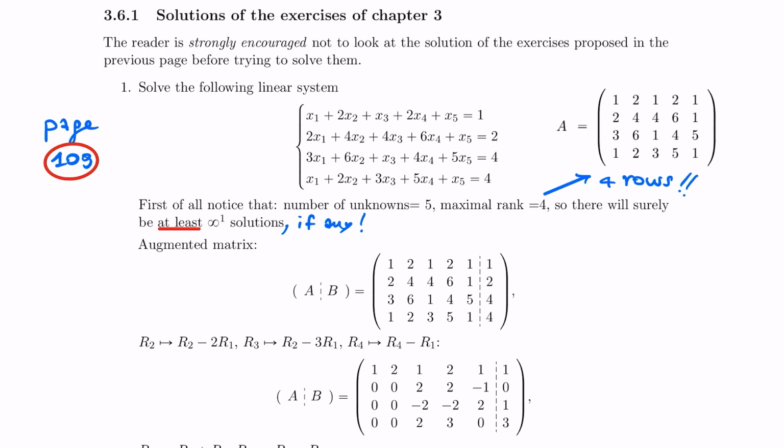Keeping this information in the back of our mind, we build the augmented matrix and then we reduce it in echelon form. I strongly invite you to pause the video and try and do it by yourself. Now let's check if your solution coincides with mine. The transformations that I applied are written here, and the matrix that I found was this one.